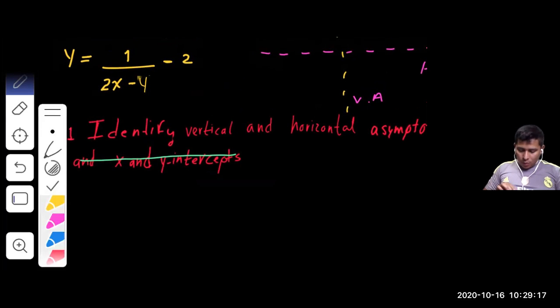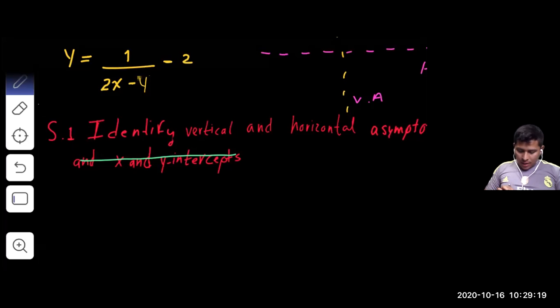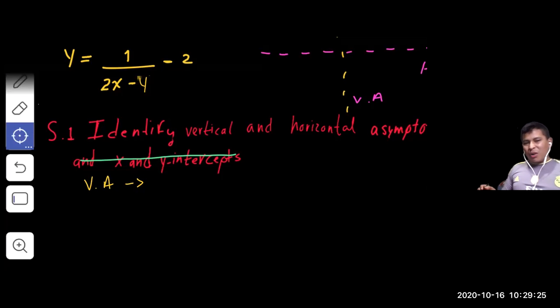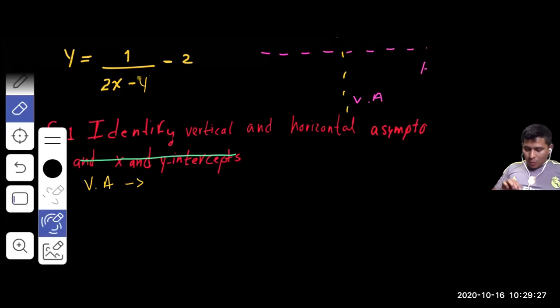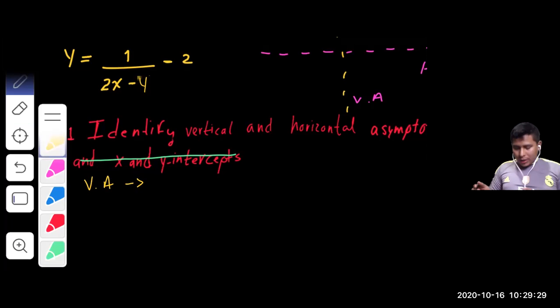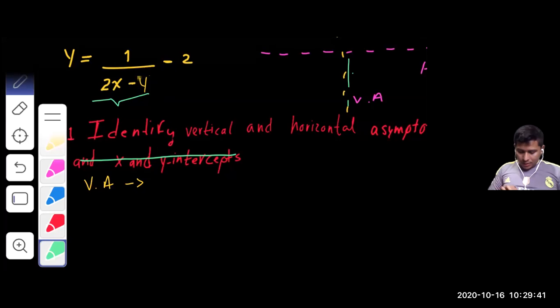Let's start with the vertical asymptote. Okay, can someone help me? How can I find the vertical asymptote? What do I have to do if I need to find the vertical asymptote? I need to set my denominator equal to 0. Okay, I'm going to take that: 2x, let's take it, guys. 2x minus 4 equals 0.